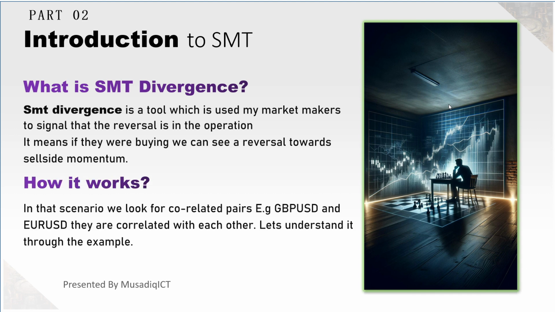So now how does it work? We have some examples, right? In that scenario, we'll look for correlated pairs. For example, GBP/USD and EUR/USD. You can look at any correlated pairs, like US 100 with US 500, and some other assets if you want to go into detail, right? They are correlated with each other. Let's understand it through examples. Let me begin with the examples on chart.